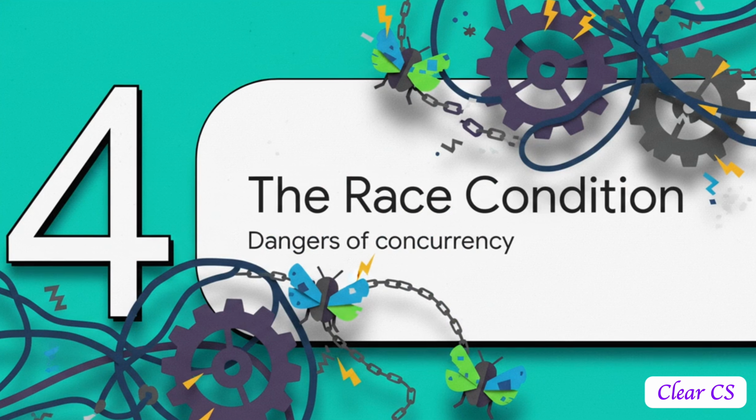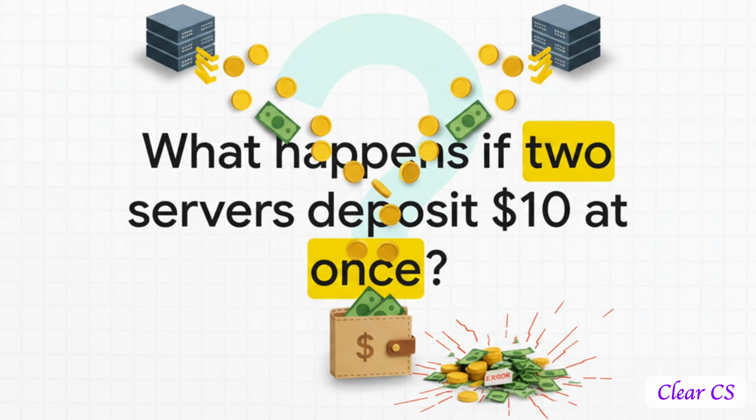All right, Section 4, the race condition danger. Now, all this incredible processing power definitely comes with some serious risks. Concurrent programming is notoriously brutal to write and honestly even harder to debug. Take the classic high-stakes bank deposit scenario. What actually happens if two completely independent servers try to deposit $10 into your bank account at the exact same millisecond? If the system isn't coded with absolutely flawless concurrency, the results can be pretty disastrous.